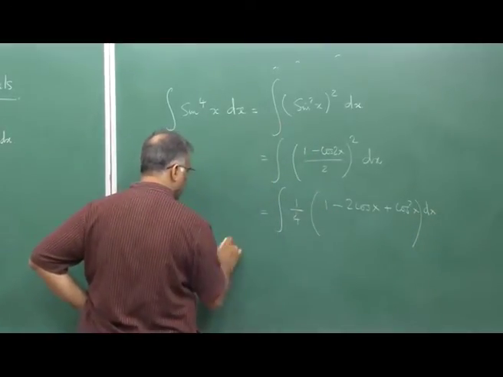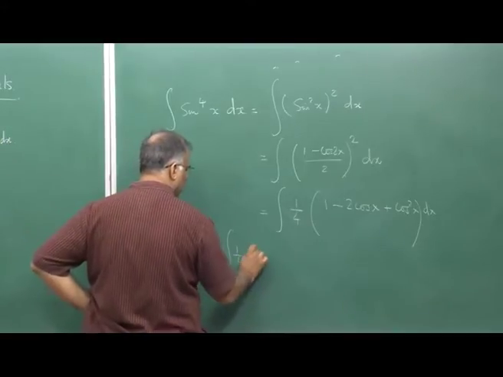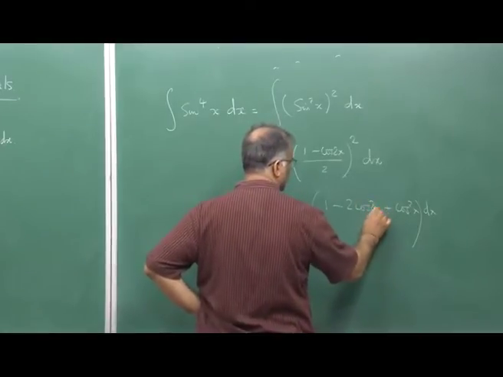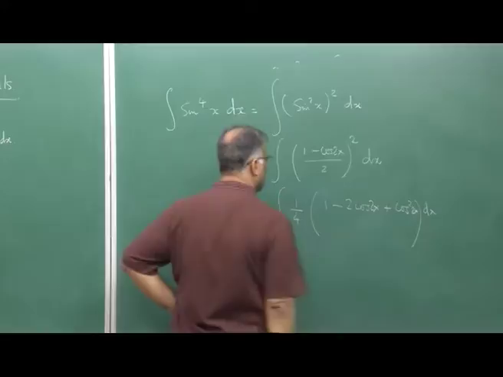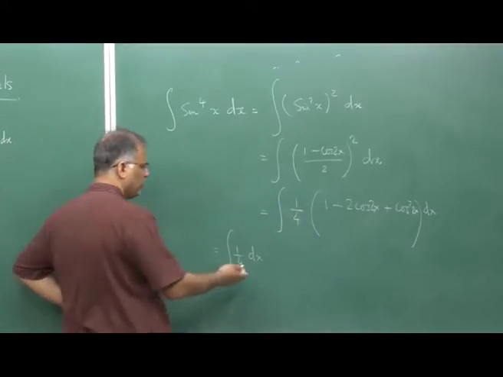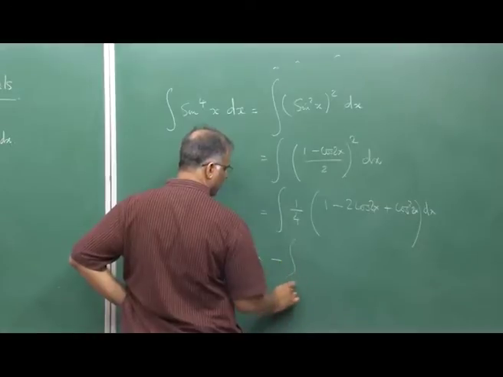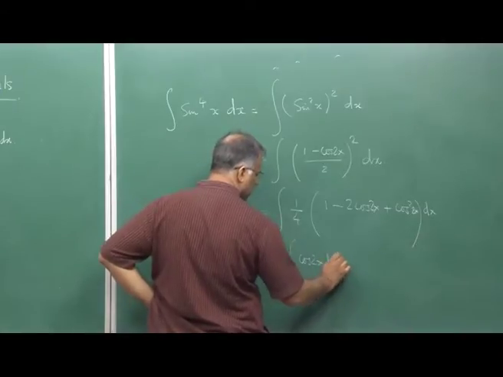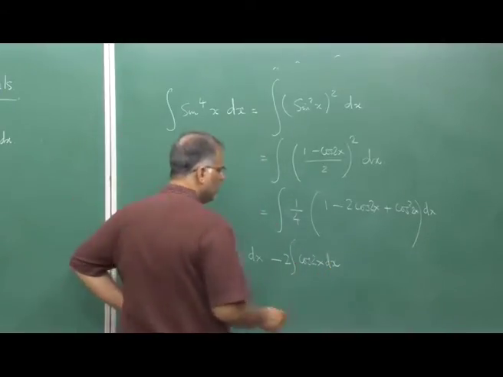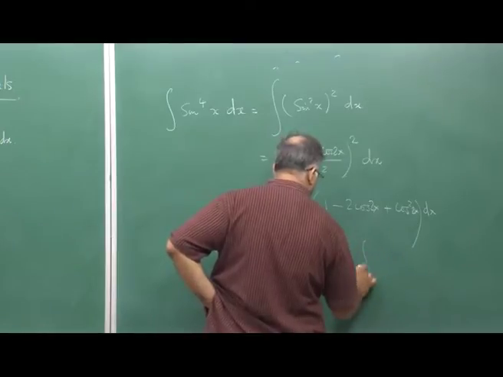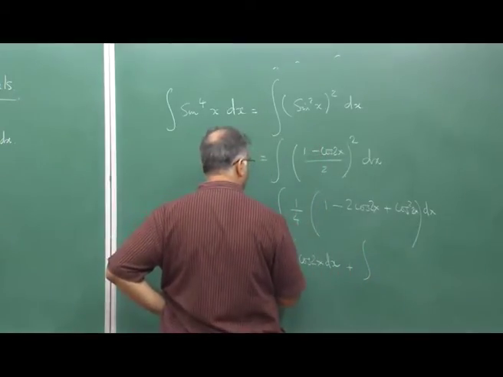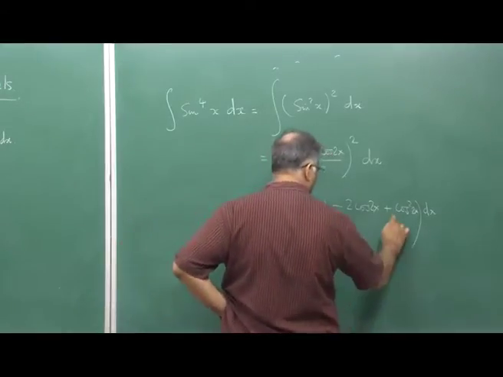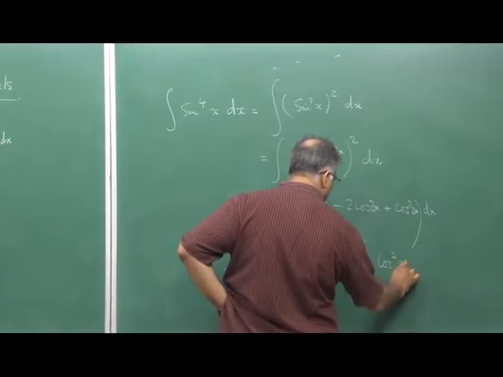So, then of course, it becomes very simple, 1/4, sorry, thank you, cos 2x, cos square 2x. So, this is just 1/4 of integral dx minus integral 2 of cos 2x dx. You know what integral cos 2x dx is. You see, now you have this additional 2 by 4, so it will become half here, and 1/4 of this part cos square 2x.